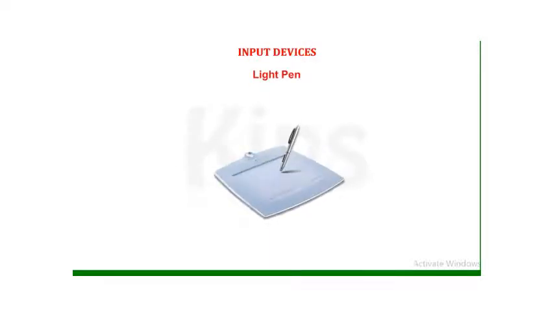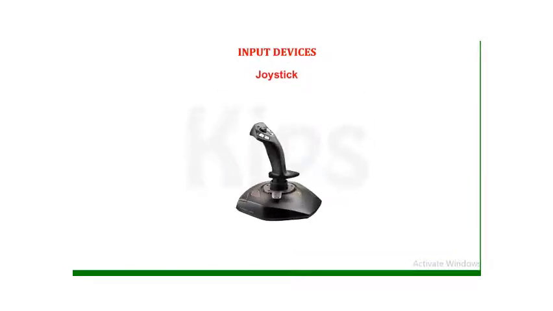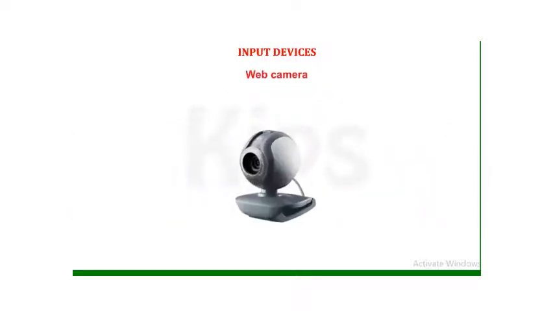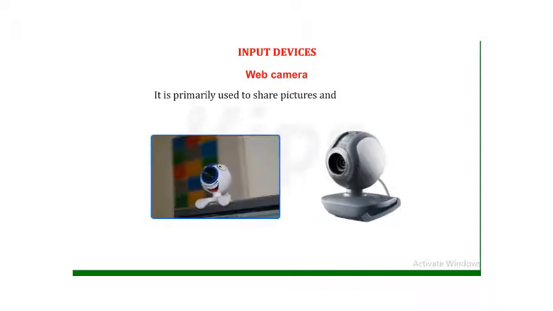Light pen. Light pen looks like a pen that can be used on a special pad. Whatever you write on this pad can be seen on the monitor. Joystick. Joystick is used for playing games. It helps to move the items on the screen. Web camera. It is primarily used to share pictures and have live chat with our friends and relatives using the internet.